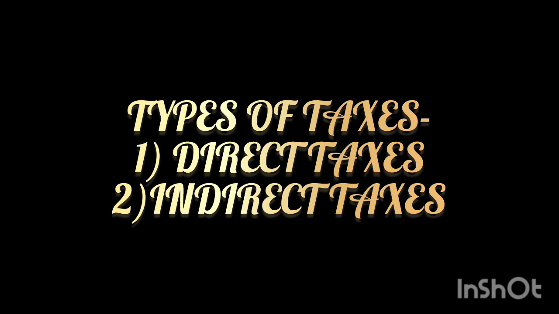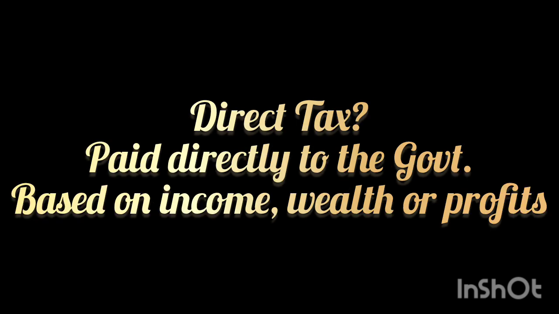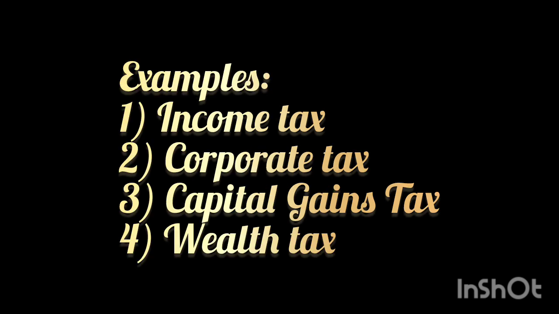Types of taxes. There are two main types of taxes: direct taxes and indirect taxes. What is direct tax? These taxes are paid directly to the government. They are typically based on income, wealth, or profits. Examples include income tax, tax paid on an individual's earnings; corporate tax, tax paid on the profits of a corporation; capital gains tax, tax on the profit from the sale of an asset like real estate or stocks; wealth tax, tax on the net wealth of an individual.